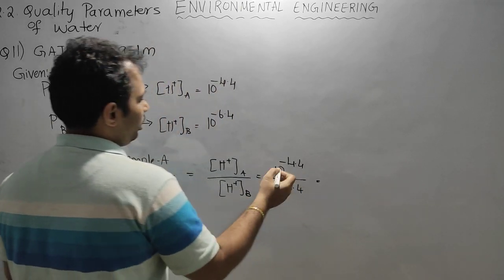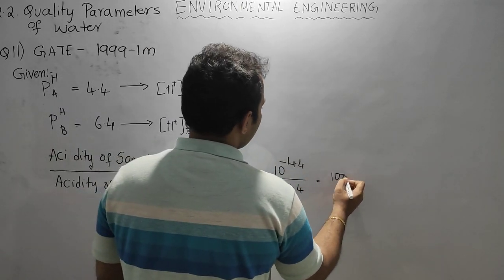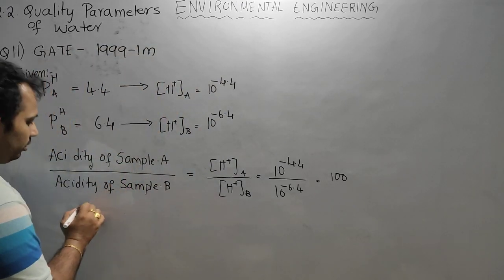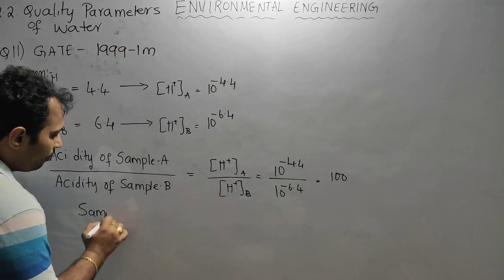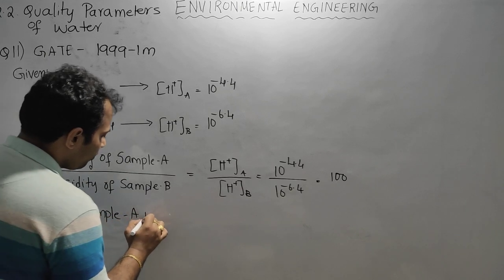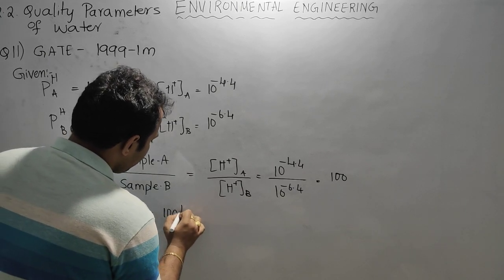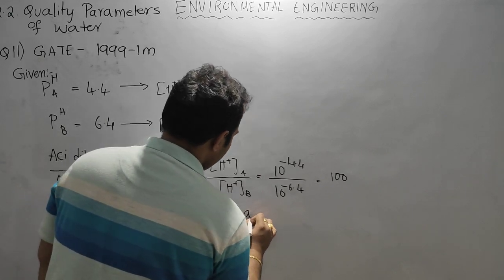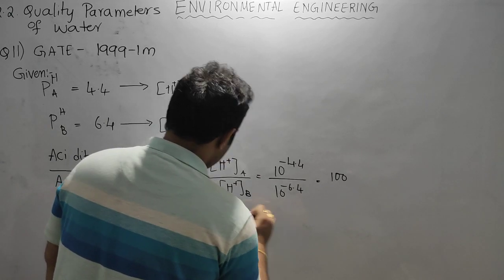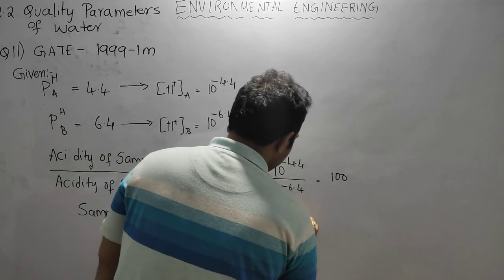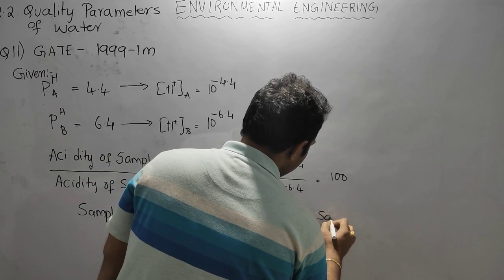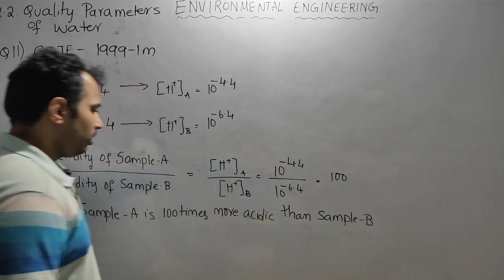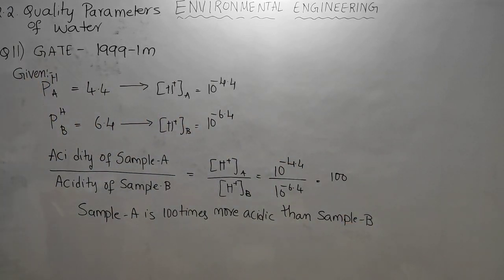That means it is 100. It is equal to 100. So that means sample A is 100 times more acidic. Sample A is 100 times more acidic than sample B. Okay, that is the answer. 100 times is the answer.